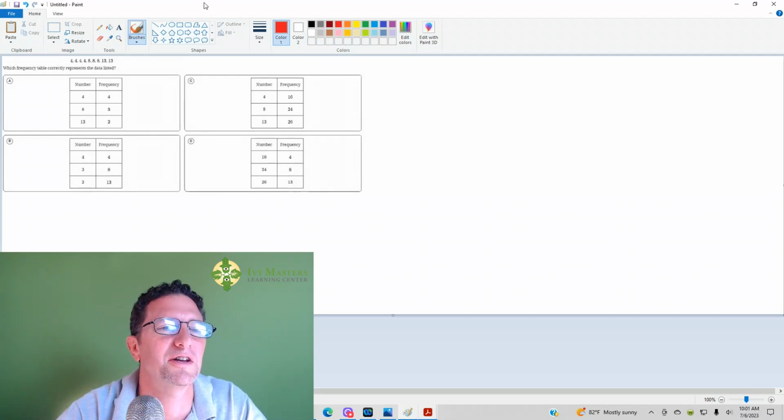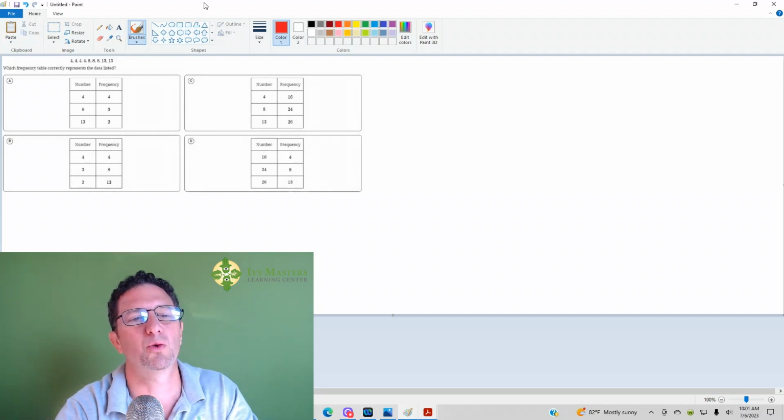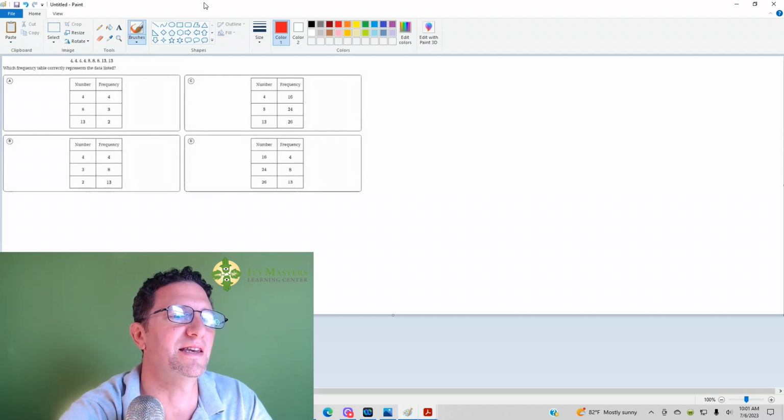And today we're going to look at the first question from the Digital SAT Test 1 Module 1. This is from the Bluebook app. And the question asks, which frequency table correctly represents the data listed? So first what we've got is four fours.